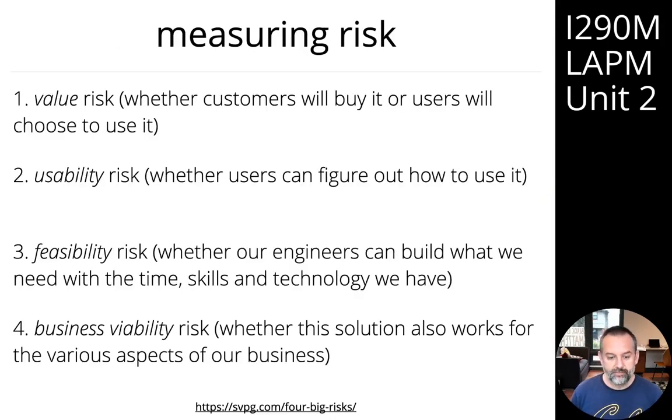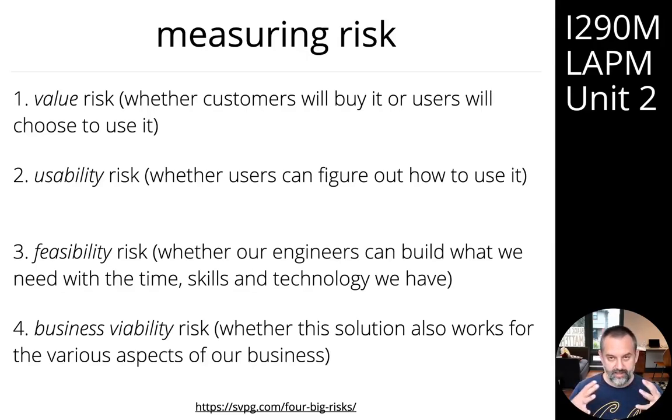In the context of building products, Marty Cagan, the author of Inspired, says there are 4 key risks. Number 1, value risk. Will our customers buy our product or will users choose to use it? Number 2, usability risk, whether users can figure out how to use it. Number 3, feasibility risk, whether our engineers can build what we need with the time, skills and technology we have. And 4, business viability risk, whether the solution also works with the rest of our business.